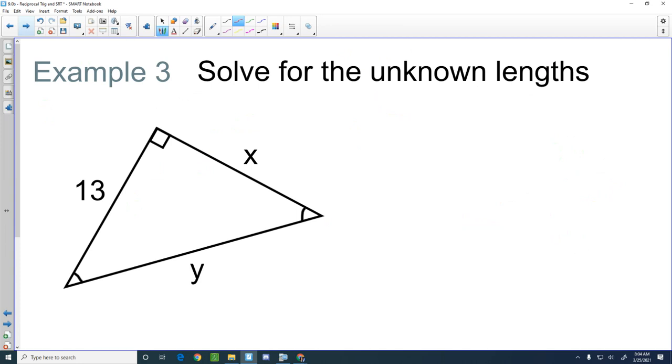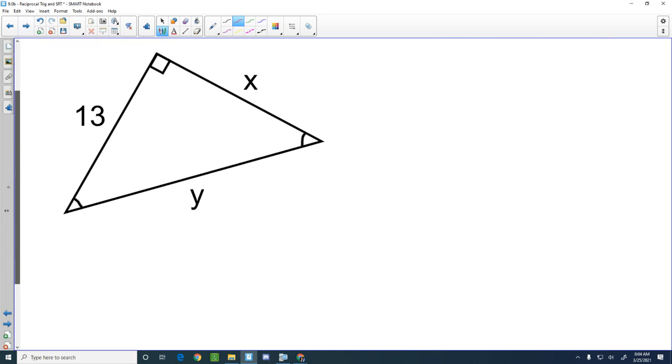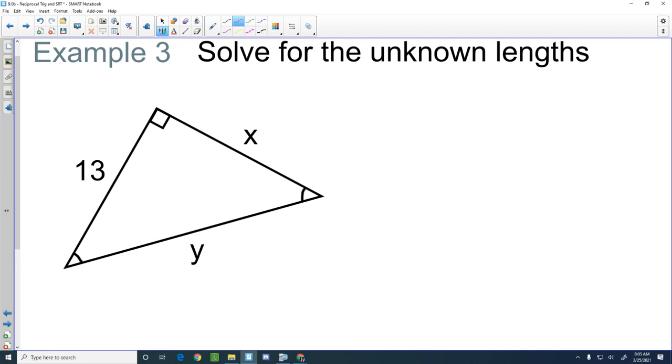Solve for the unknown lengths. So solve for x, solve for y. This is example 3. Go ahead and draw this diagram in your notebook and label the sides accordingly. And don't forget to draw any symbols you see on the triangle as well. Those are relevant to help you solve this problem. Because there's this right angle symbol and then these other two angles have congruent symbols. That's very important to help you solve for those unknown side lengths. Let's see if you can do it.